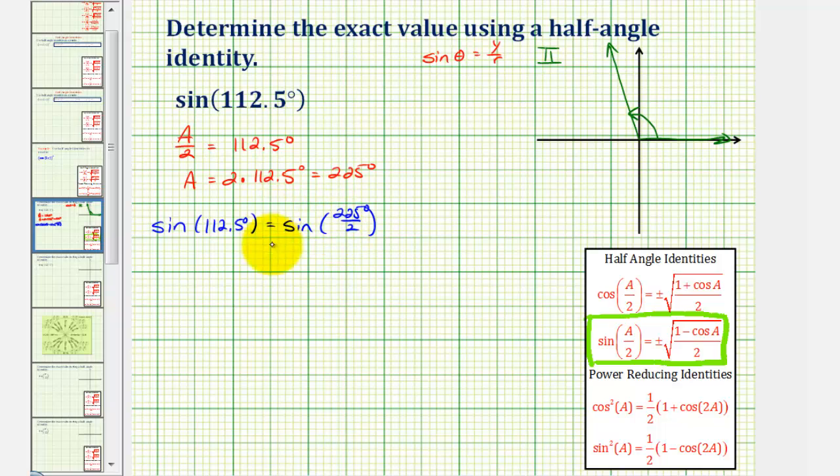So the exact sine function value is equal to the positive square root of 1 minus cosine A, which in our case is 1 minus cosine 225 degrees, divided by 2. Notice how the denominator of 2 is also under the square root. And now we want to find the value of cosine 225 degrees. So we can either use reference triangles or we can use a unit circle.